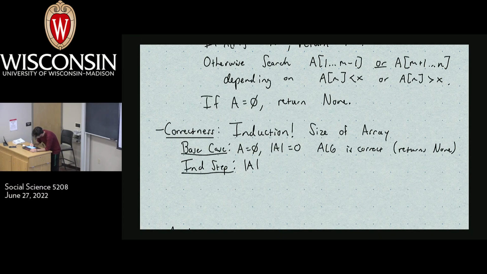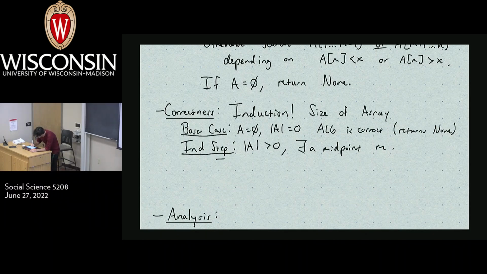So the size of A is greater than 0. There exist some elements, so there exists a midpoint. So we know there exists a midpoint, and so we can do that procedure. Clearly, if A[M] equals X, we're done. And we correctly return M, which is the right answer.